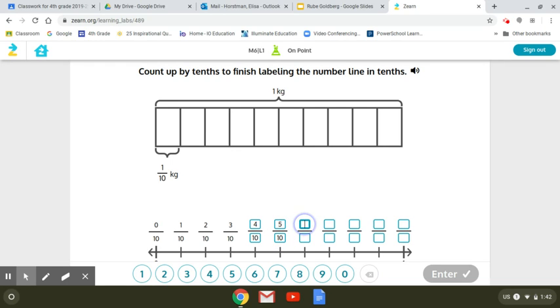5/10, 6/10, 7/10, 8/10, 9/10, and what do we know as a whole? 10/10.